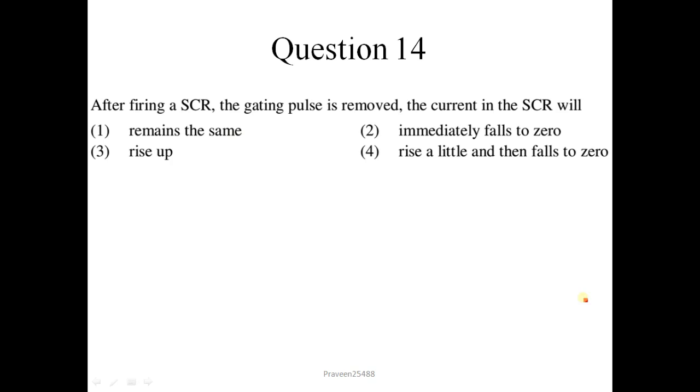Question number 14. After firing an SCR, the gating pulse is removed. The current in the SCR will... So it would be the same. Correct option is the first one.